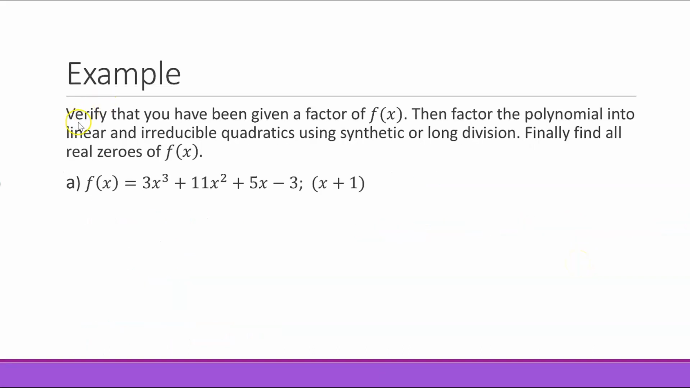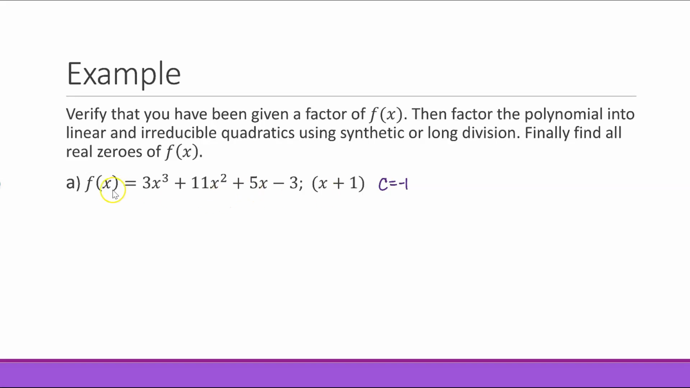Now in this example, we're going to verify that you have been given a factor of f of x, then factor the polynomial into linear and irreducible quadratics using synthetic or long division. Finally, find all the real zeros of f of x. So in part A, we have this polynomial function f of x, and we're going to first verify this truly is a factor of f of x. Now, to do that, we can use the remainder theorem. We can identify the value of c. So the value of c is -1 here.